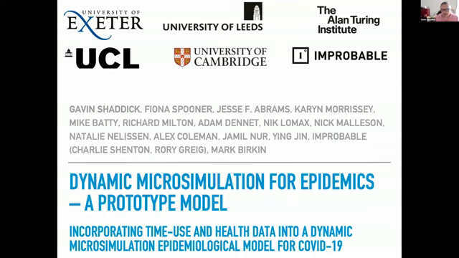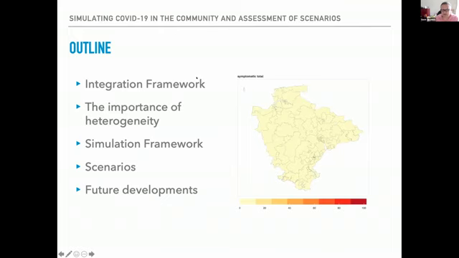This is a presentation about some work being done across a number of institutions, Exeter, Leeds, UCL, Cambridge, but also the Alan Turing Institute, and also a very fruitful collaboration with a software tech company called Improbable. The title, as Martine said, Dynamic Microsimulation for Epidemics, a Prototype Model, and a subtitle, Incorporating Time Use and Health Data into a Dynamic Microsimulation Epidemiological Model for COVID-19. And if that works, a brief outline of the talk, which I will do my best and will fit within 15 minutes so that we can have a coffee break.